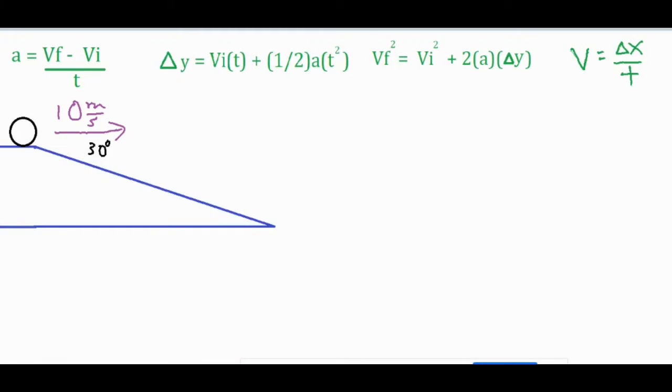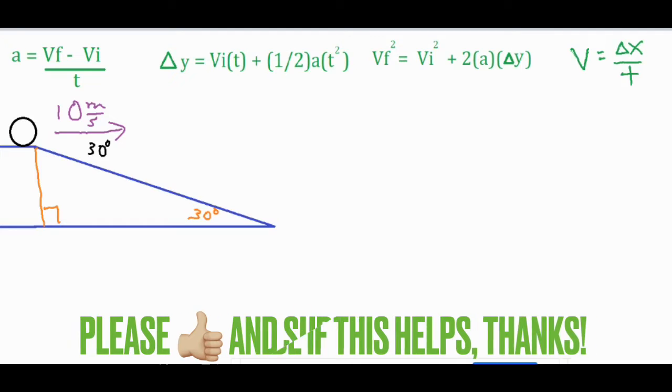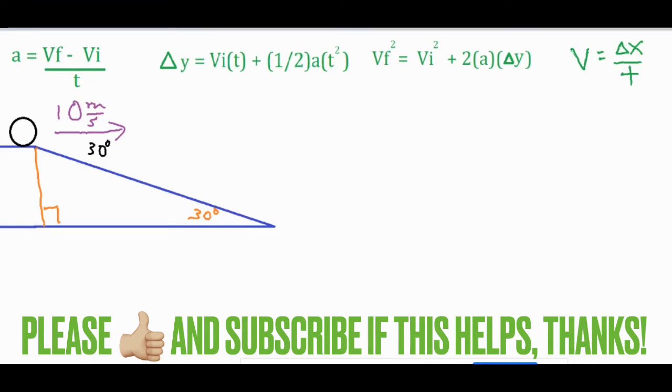In this video, we're going to be taking a look at a projectile that's traveling horizontally and then falling onto a decline. Now, the first thing we're going to do is take this 30 degrees and translate it over here, and then we can make ourselves a little 90-degree triangle. And then from there, we have a few different things to do.